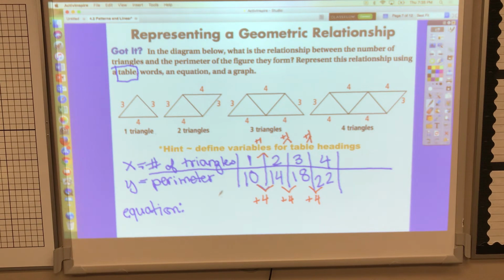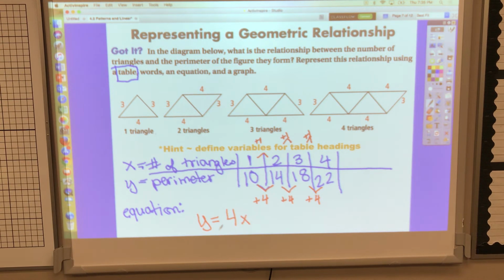Okay, so for my equation, we need to figure out what I do to my input to get my output. I know it goes up by 4 every single time. And if that's the constant that's happening every time, that number becomes a coefficient to your input. So our output y is equal to the coefficient, which in our case is 4, because that's our change, of our input.